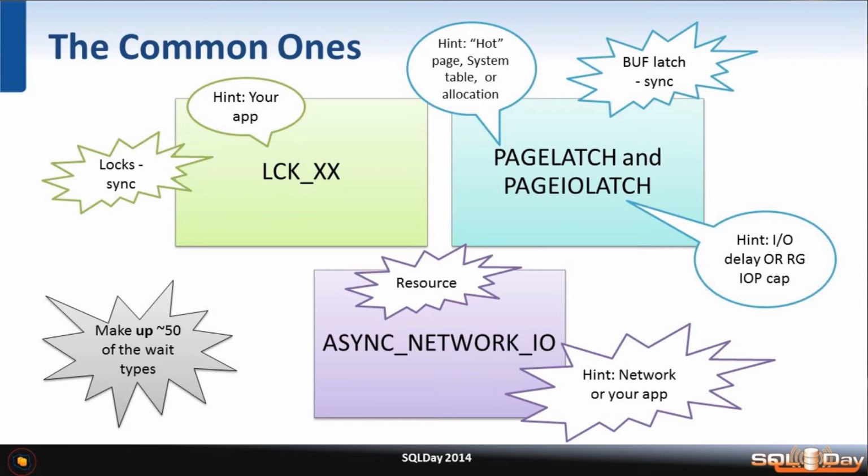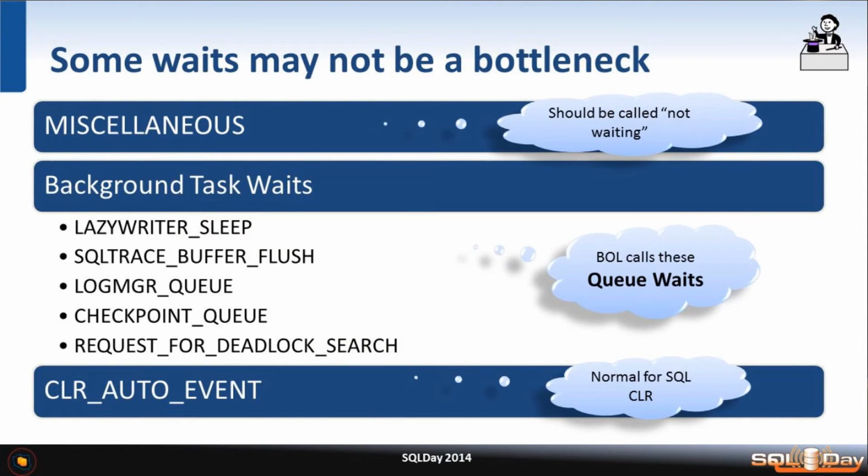Approximately 50 of the wait types that show up in the engine are made up of these different ones. The reason I have LCKXX, of course, is that there are different types of locks: shared, intent, exclusive, etc. Some waits may not be a bottleneck. The miscellaneous wait type should be called no waiting. Why do I say that? The wait stats themselves are an enumeration, as in C coding, of just this table and code that we have. Every enumeration typically starts at zero, and zero means miscellaneous. So zero should probably have been called no waiting. Anytime you look at a DMV and see the wait type equals zero, or a wait type of null, the last wait type probably says miscellaneous because that's what it means.